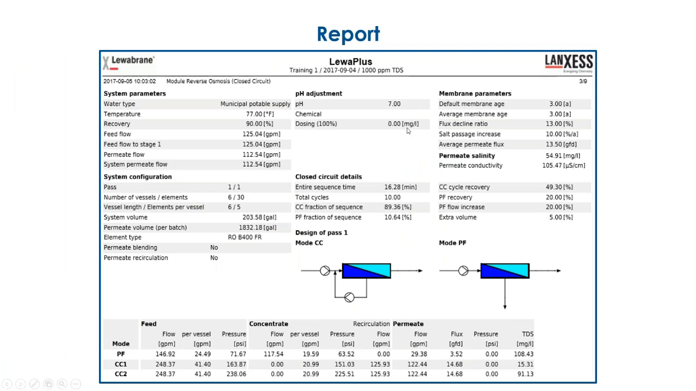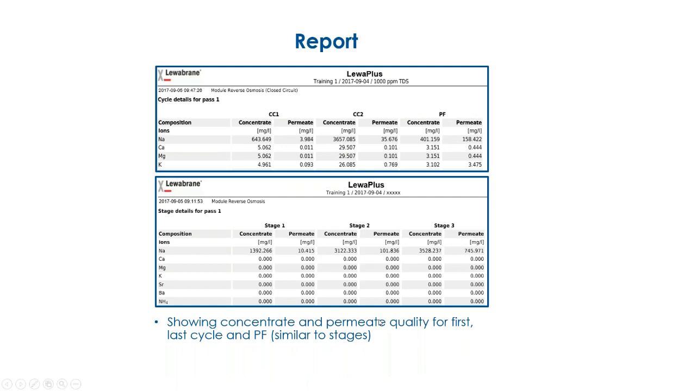So we're getting a little bit short on time, so I'll just go through the report here relatively quickly. So we tried to keep the format the same. You'll see this section with closed circuit details. So you had your inputs over here, number of cycles, sequence time. A couple additional outputs is the system volume and the permeate volume per batch. And then down here, instead of stages, we have the PF, the first and last cycle. And then you've got all your data here for your pump selections.